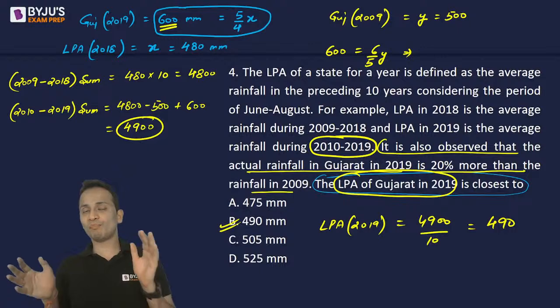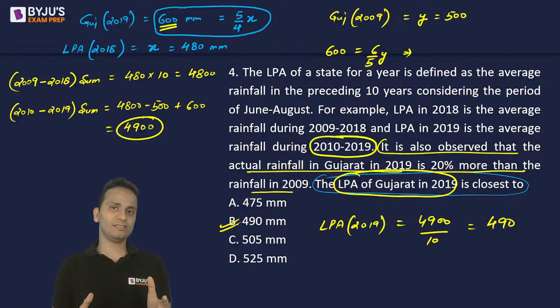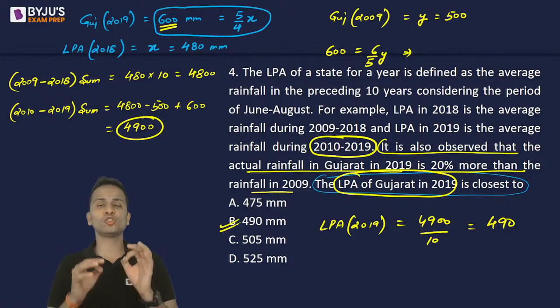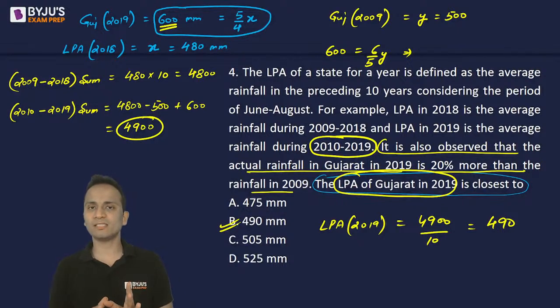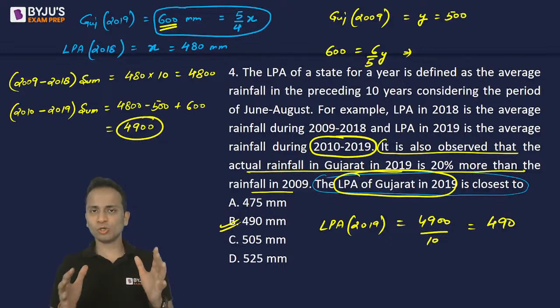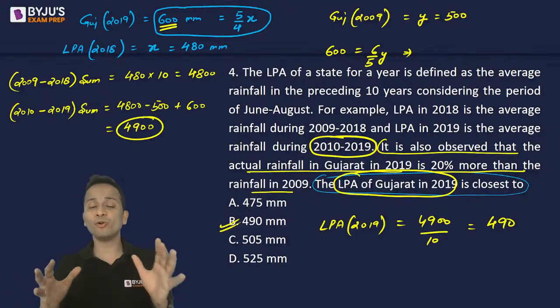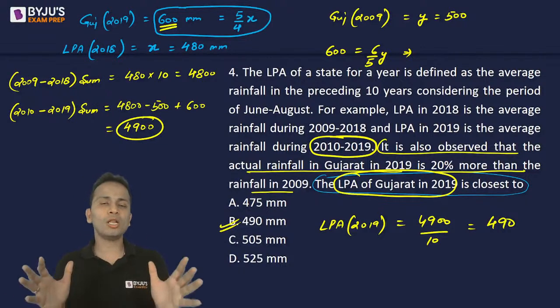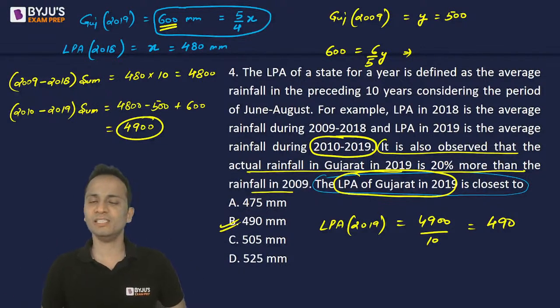Okay, so a proper understanding of the data has enabled us to calculate these answers very easily. Look at the way I have treated this data. If you go step by step, if you have control over the data, then all these questions will become very easy for you.